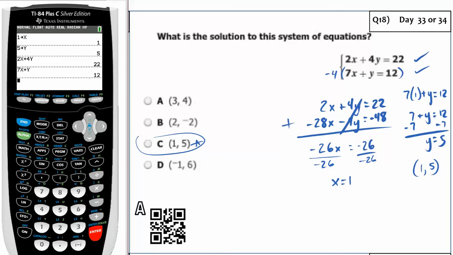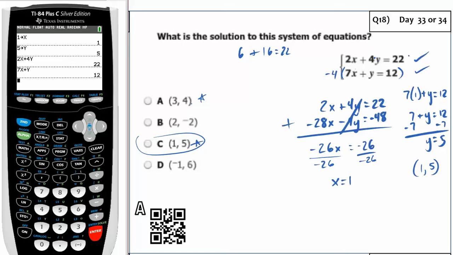One of the tricky things is what the SOL will do is they'll put on the test and probably make it the first choice. The first choice would probably work for one of them, but not both of them. Let's test that out. 2 times 3 is 6, plus 4 times 4 is 16. 6 plus 16 is 22. See how that worked? So what they did is they chose one solution that worked for one in the hopes that you would just plug the first thing you see in, test it, see it works, and then move on.